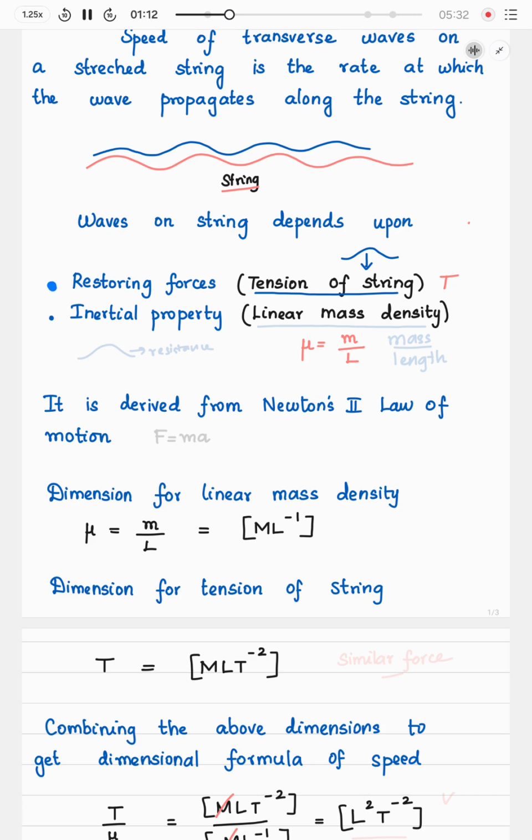And next is the inertial property. The inertial property of the system refers to its resistance to changes in motion. If the string is displaced like this, the string will show some resistance. That is called the inertial property of the system. In the case of transverse waves on a stretched string, the inertial property is determined by the linear mass density. Linear mass density is represented as mu, which is mass divided by length, the mass of the string divided by the length of the string.